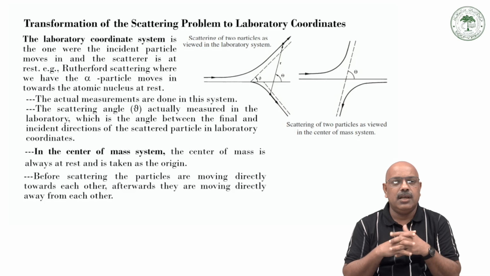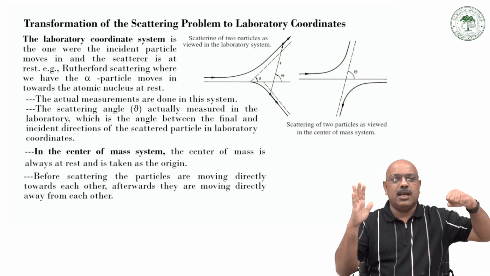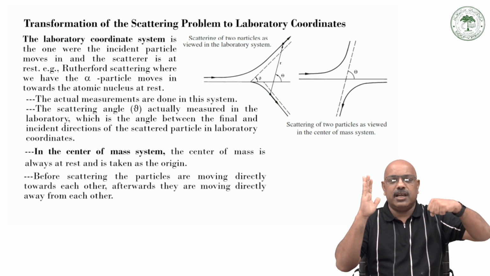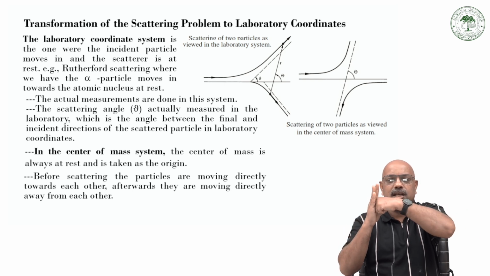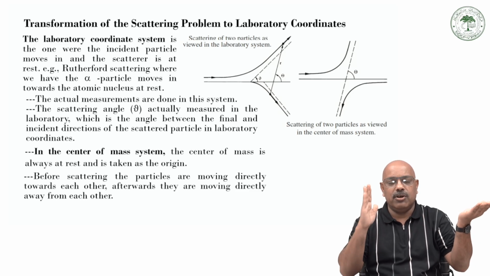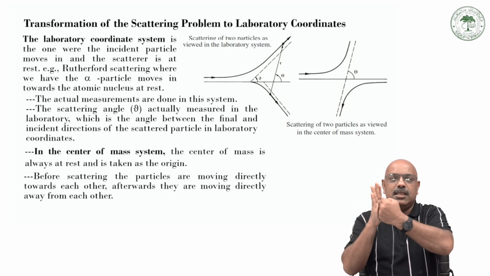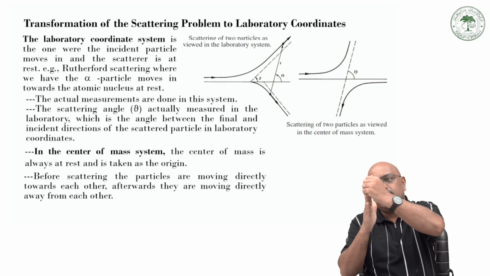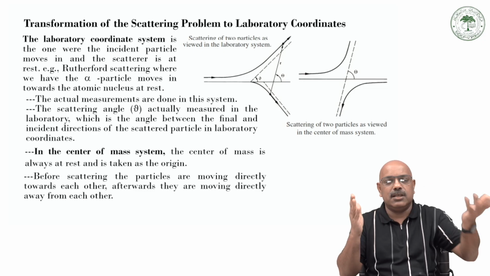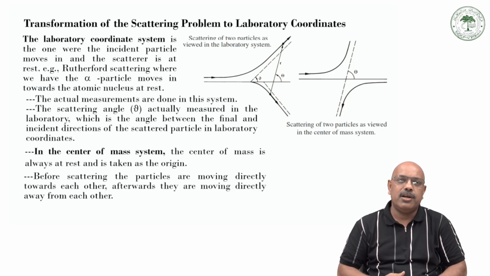You know that in the laboratory coordinate system, one incident particle moves and the scatterer, the target, is at rest. Like in Rutherford scattering, the alpha particle is coming and the gold foil is at rest. Then it is going to hit and be deflected, depending upon the dynamics and the forces which are acting. So this is what the laboratory system is.